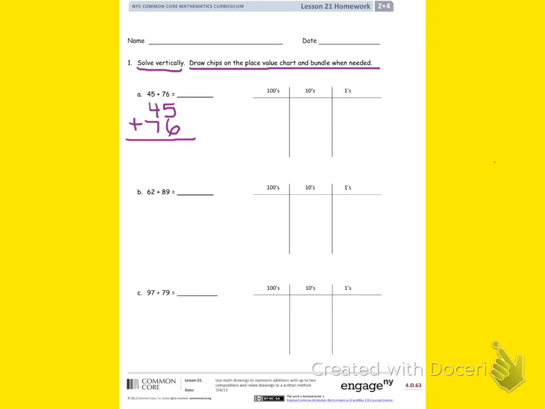5 plus 5 is 10, so 5 plus 6 is 11. 11 has 1 in the ones and 1 in the tens. 4 plus 7 is 11, plus 1 more is 12. So 12 groups of 10 is 120, which has a 2 in the tens and a 1 in the hundreds. 1 plus nothing is 1.